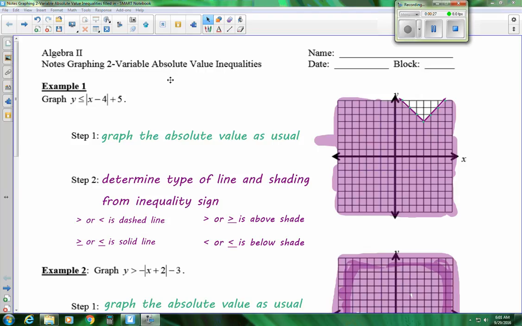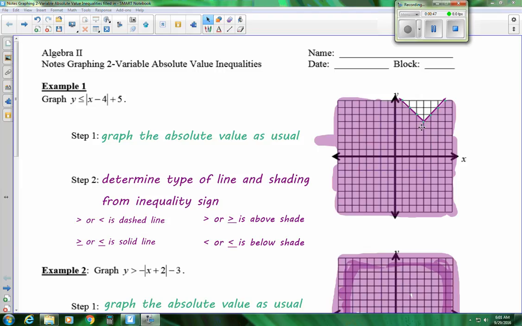The only thing we're adding to it now is determining the type of line and the shading from the inequality sign. And that should be a review from when you just graphed linear inequalities. So a lot of this should seem familiar. So to do this, all we're going to do is graph the absolute value as we normally would.